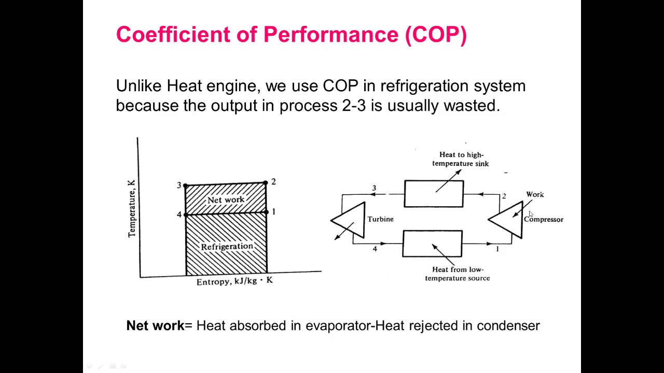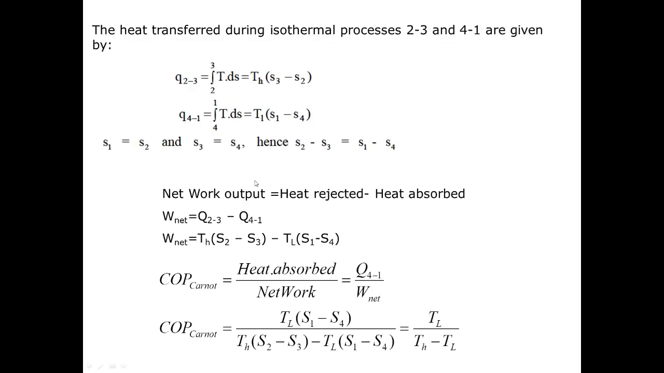Why is it negative? Because this is a work input to the compressor. In case of work output, normally it is positive. I mean, we consider the sign convention. So that means process 2 to 3, the heat transfer during the isothermal process, we have two isothermal processes. Heat absorbed in the evaporator is an isothermal process, whereas heat rejected in the condenser is also an isothermal process.